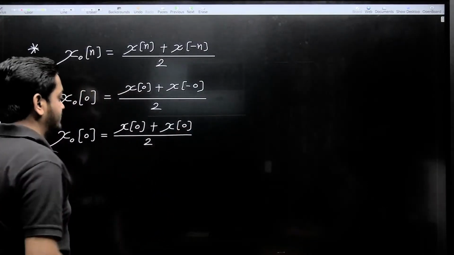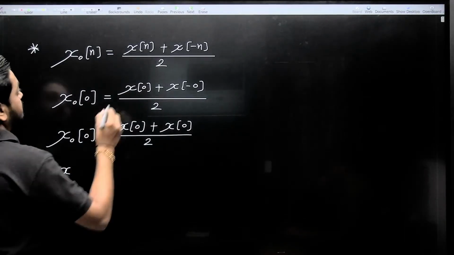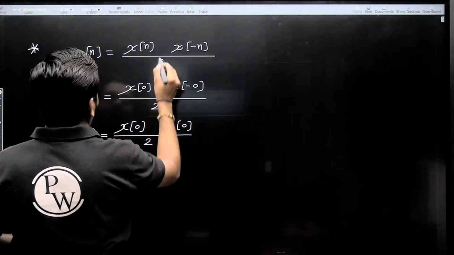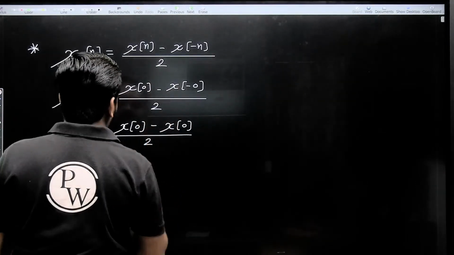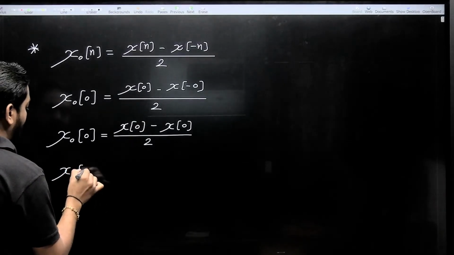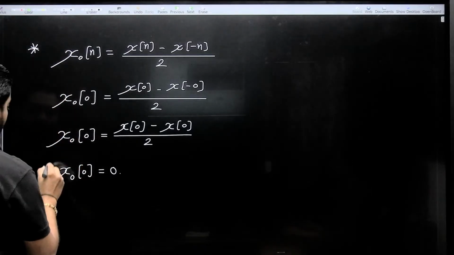Now, sorry, minus sign here. This is the odd signal. Okay. Now, x of 0 minus x of 0, it is 0. So, odd signal has amplitude 0 at origin always. The important result.